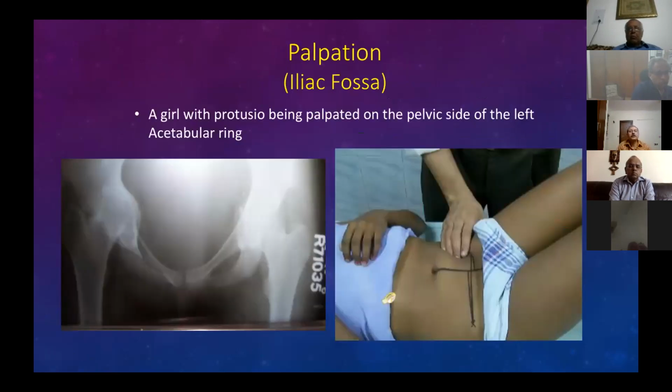Continuing the palpation further, always palpate the iliac fossa. You may find a cold abscess there, or sometimes in cases of protrusio acetabuli, when because of the disease the acetabulum has protruded inside, one may be able to palpate the protruded acetabulum from the iliac fossa if the patient happens to be a thin patient.